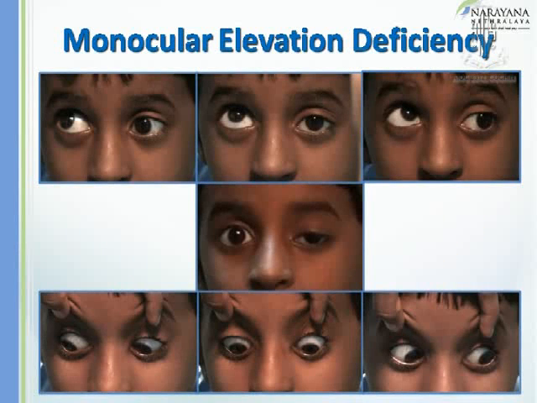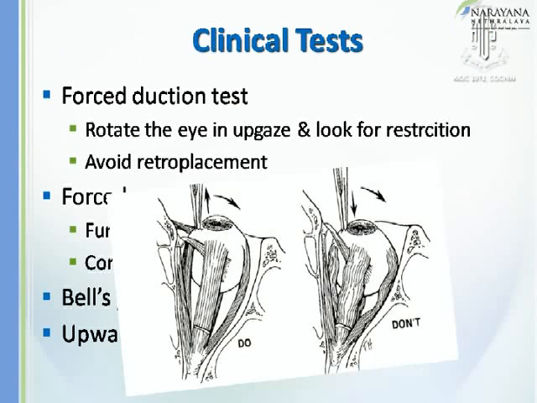And then another child, if you see, has a left MED with ptosis. If you see in the up gaze, you can see in the abduction and straight ahead the eye elevates, and in adduction the eye does not elevate, but in down gaze and all the other positions it's fine. So how do you approach a patient who has MED?